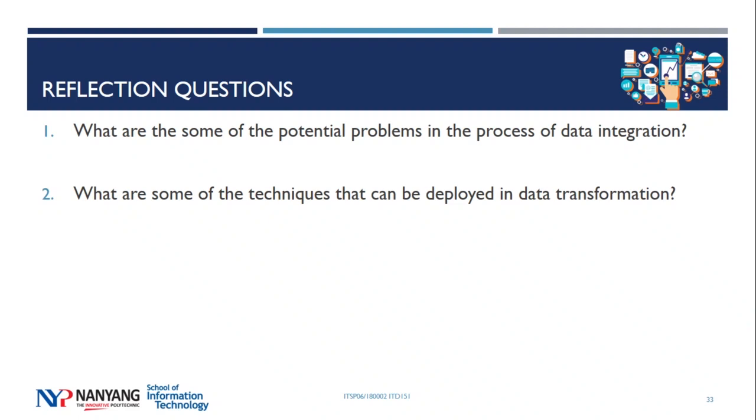So what are some of the techniques that can be used in data transformation? There are a few ways to do them, and this includes the normalization techniques that we have, min-max normalization or z-score normalization. So these are all data transformation techniques.